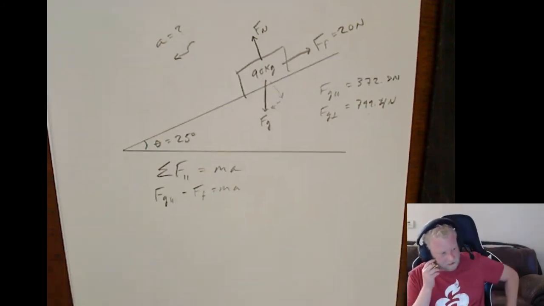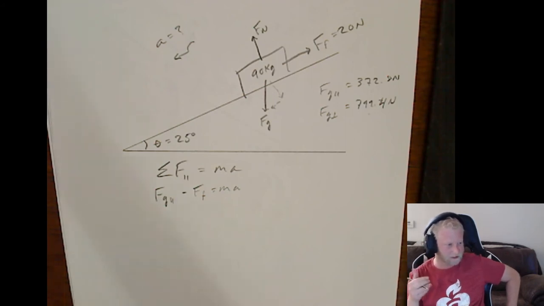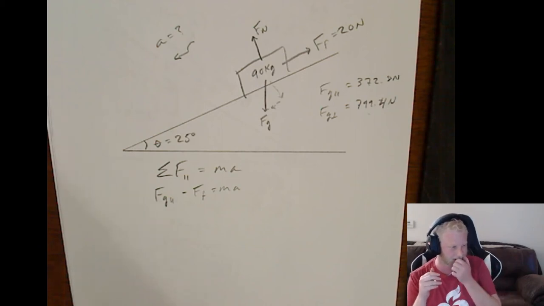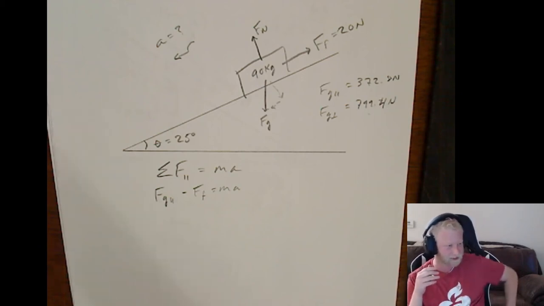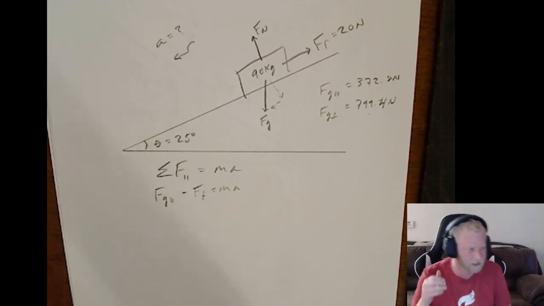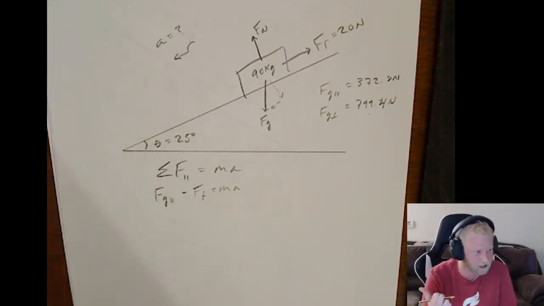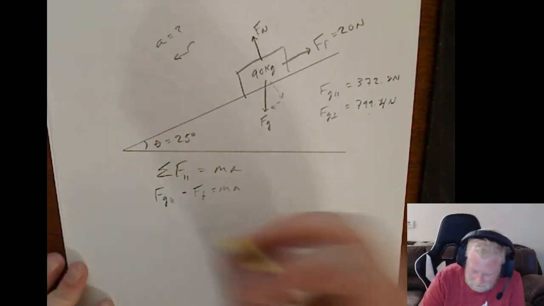Now, you may have noticed in the last problem, I made uphill positive, and in this problem, I'm making downhill positive. The rule of thumb is it makes your life easy if you make whichever direction the object is going your positive direction. That way you don't have to worry about all of these negatives. Right? So if it's going downhill, downhill is positive. If it's going uphill, uphill is positive.